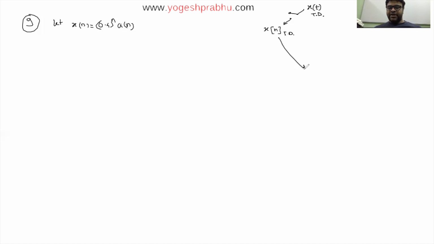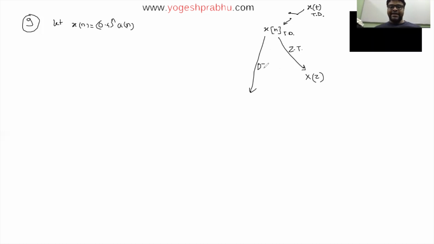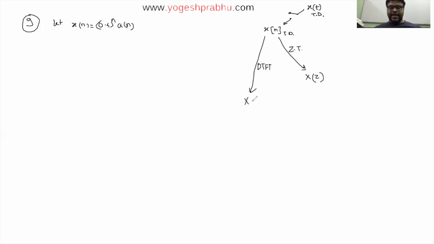On x of n, you can do the z transform, and you will get x of z. Do you see round bracket? Because it is not sampled yet. Now, there's one more transform, which is DTFT, where you get x of e to the j omega. This DTFT is no rocket science. In this x of z, you simply put r equals 1. I'll explain this better later on.